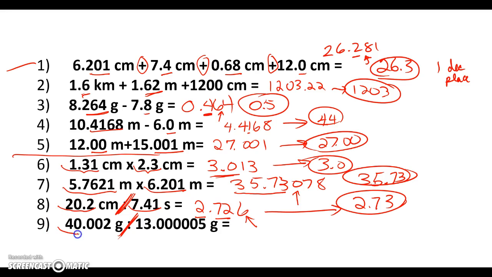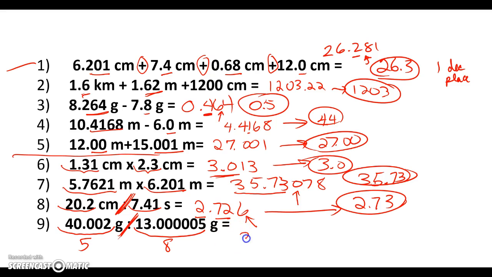Finally, look at this. 5 sig figs. Look at this. Because these are zeros between non-zeros, they all count. 1, 2, 3, 4, 5, 6, 7, 8. 8 sig figs. So our answer should have 5 sig figs. It will have the lower number of sig figs, right?